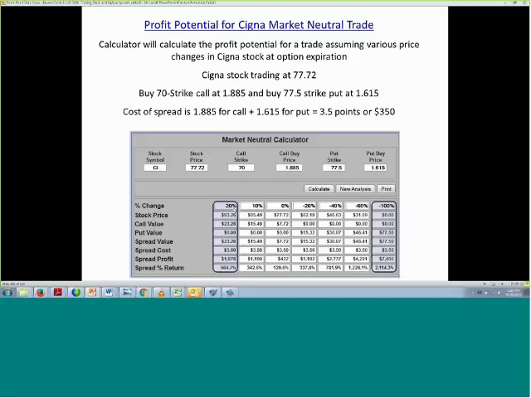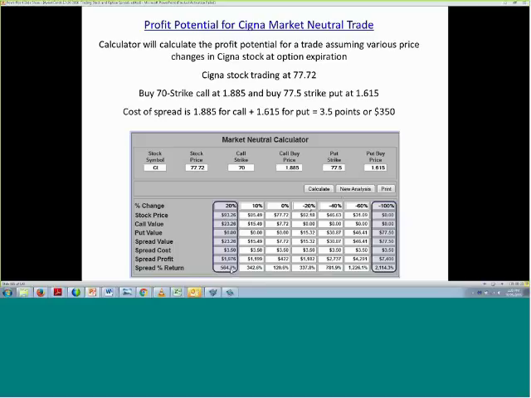In this example, from a 20% increase to a 100% decrease, and we can see if Cigna stock was flat at 77.72, we'd realize a $422 profit on the spread, 120% return. And by buying that put, it doesn't limit the profit potential. So if the stock goes up 10%, we have a 342% return. If it goes up 20%, we have a 564% return.